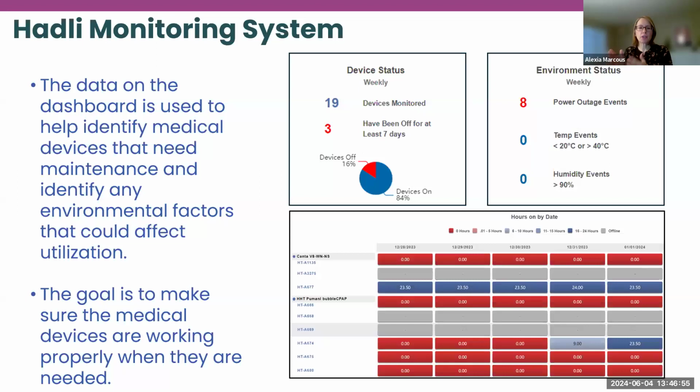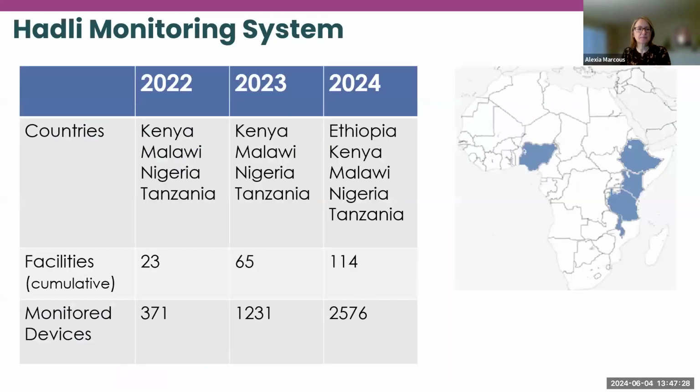And then on the top right, we show the environment status. In this case, there were 8 power outage events, which could affect how the devices are utilized. No temperature events, those were within normal limits, and same with the humidity. And then down below that, we show a heat map that shows with a color-coded value how many hours on per day a device was used. So we can see very quickly any impacts that power outages or environmental factors could have on how much the devices can be used.